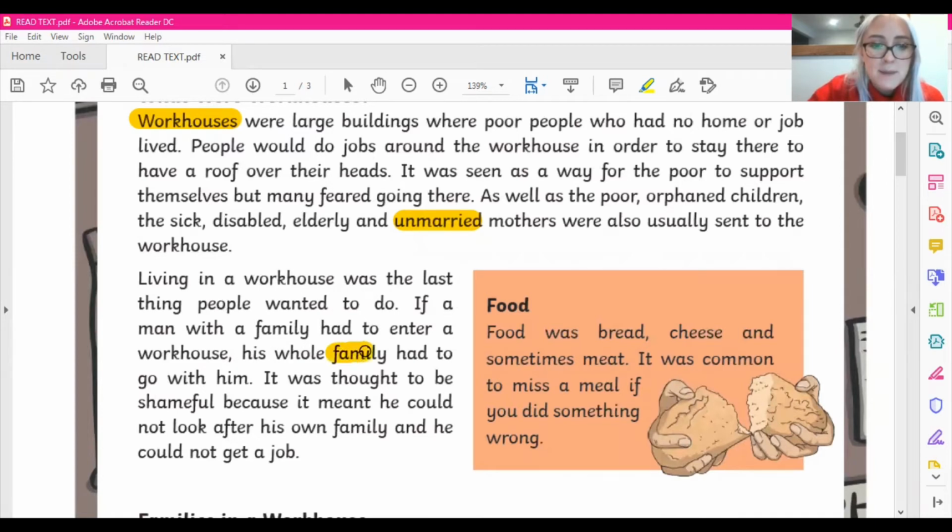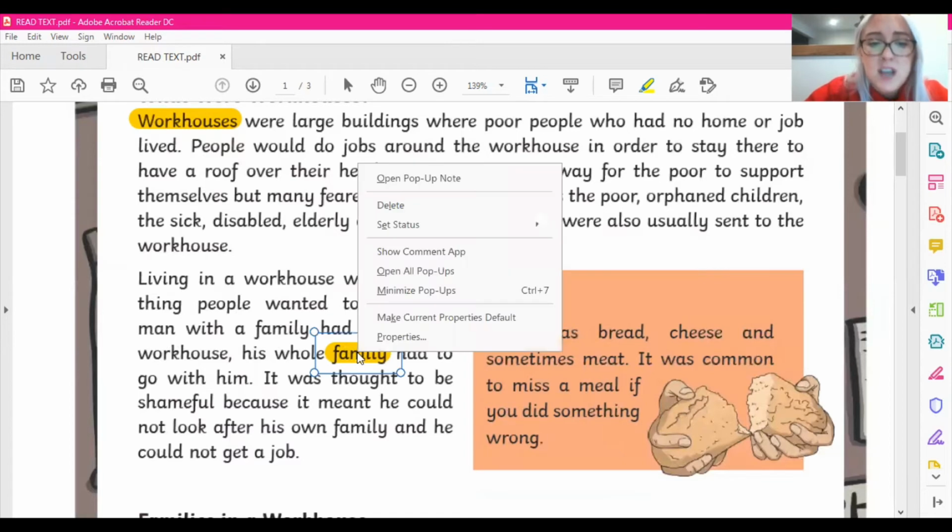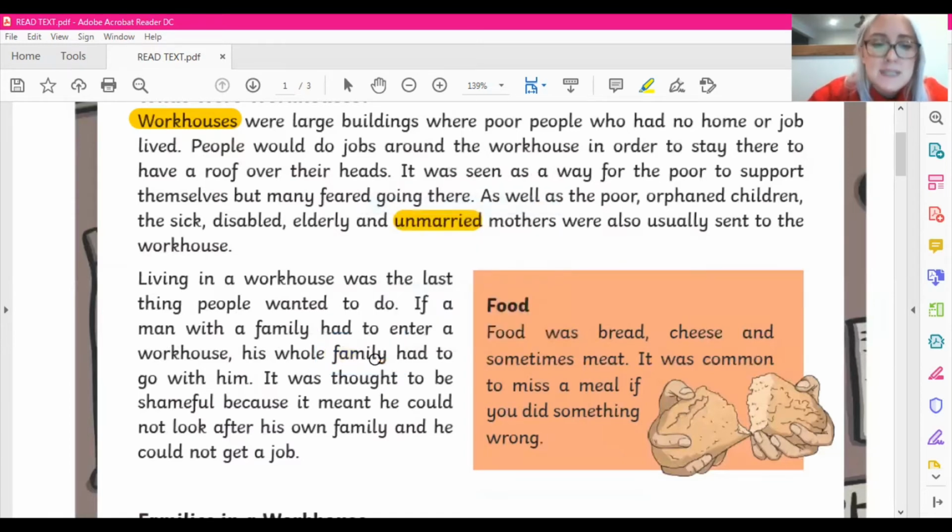Oh, I found the word family here. When I find my keyword, I would go back to the start of the sentence to see if the answer would be in there. If a man with a family had to enter a workhouse, his whole family had to go with him. Does that tell me the answer to my statement that it's thought of to be shameful? Not really. So sometimes we might have to try again and again. So it's not going to be that one. Let me keep skimming and scanning for the words family or shameful.